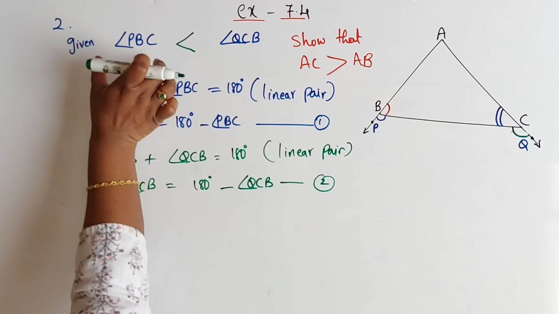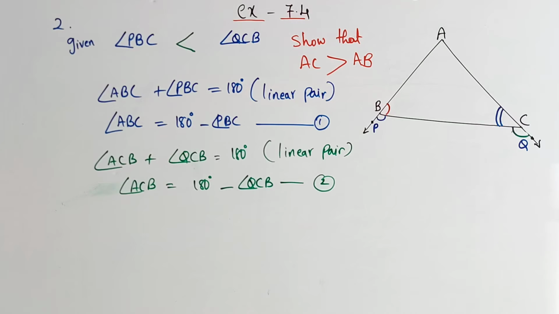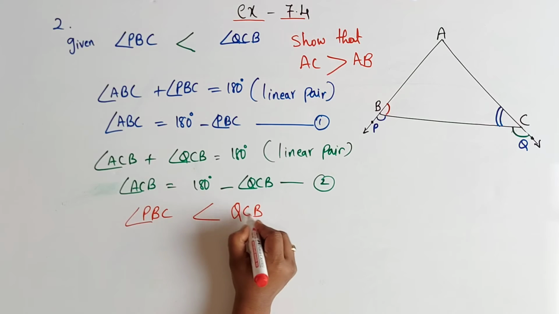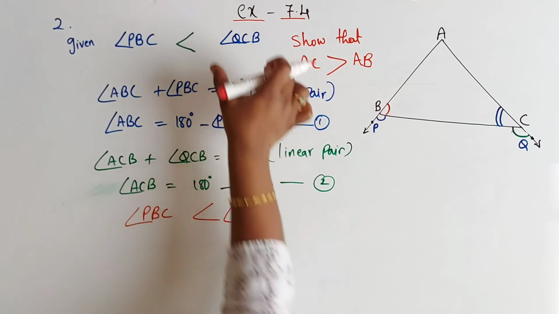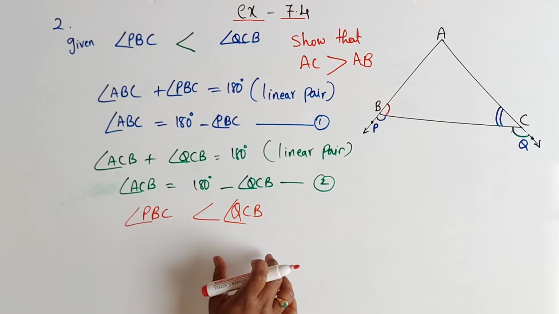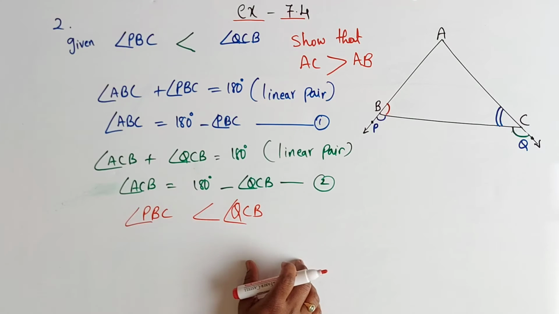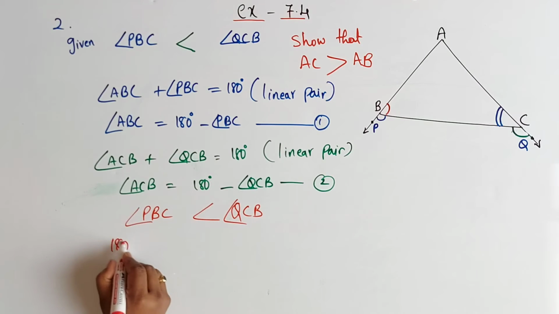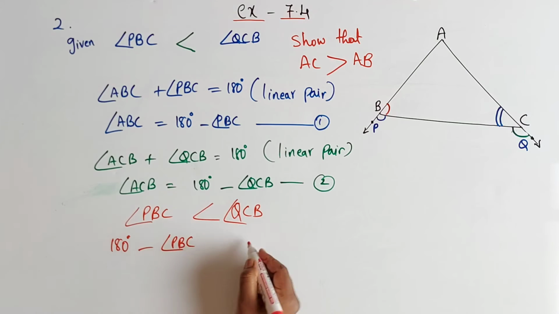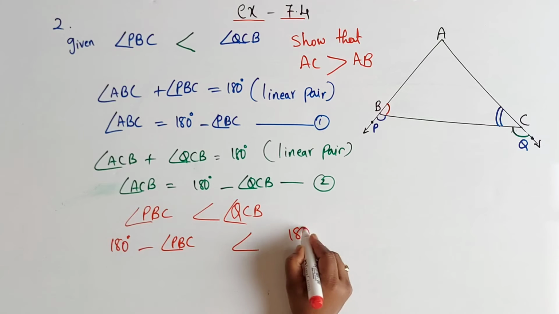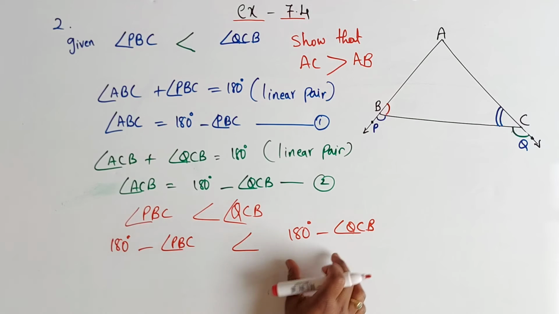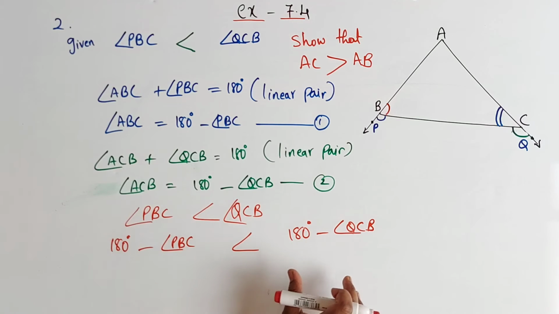Right? They have given that angle PBC is less than angle QCB. Right? Angle PBC is less than angle QCB. This one they have already given. Now we will write, where is PBC? This one. First equation. So 180 degrees minus angle PBC is less than 180 degrees minus QCB. Because here also we are subtracting from the same angle. Here also we are subtracting from the same angle. So I can write this as equations 1 and 2 here. Correct, children?